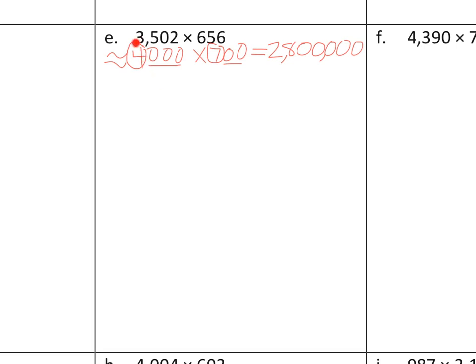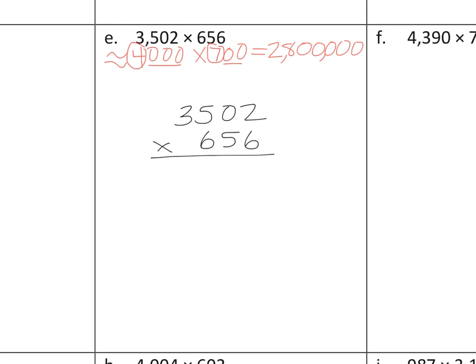Something to realize, since we rounded up both numbers, our answer that we find hopefully correctly is going to be smaller than our estimate. So we're going to get a number smaller than 2,800,000. All right, quickly, I set up our problem. I put 656 on the bottom. It has 3 digits. That means I'm going to have 3 partial products before I add. So just keep that in mind. We have 3 times that we're going to multiply here to get 3 partial products.